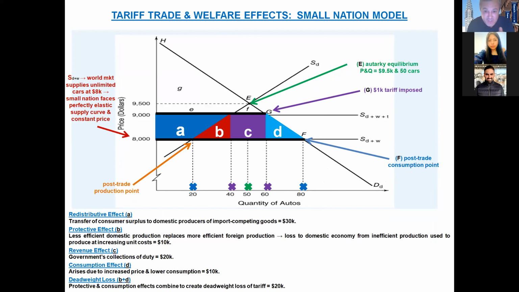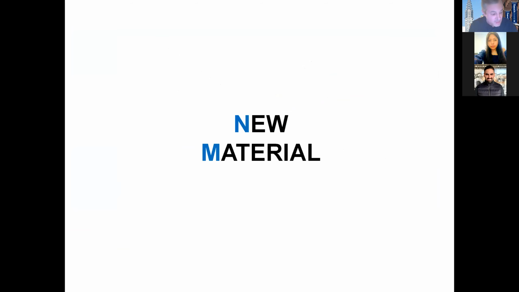The consumption effect is represented by D on this slide, which identifies lower consumption. The consumption went from 80 to 60. Why? Because of the higher price. And C represents the revenue effect, which is the government's collection of the tariff. Okay. Are there any questions on this? Okay, good. So now we're going to take a look at some new material then.